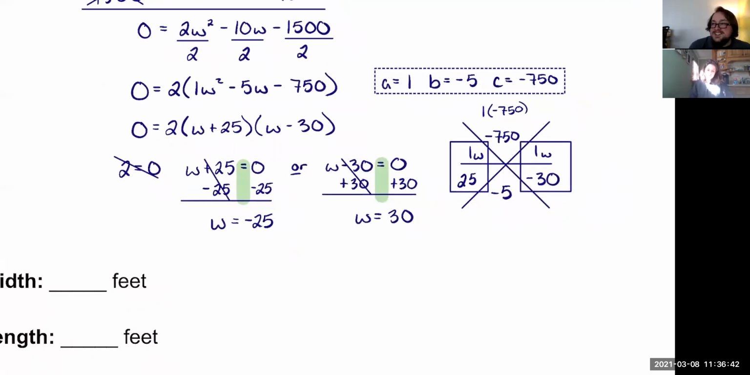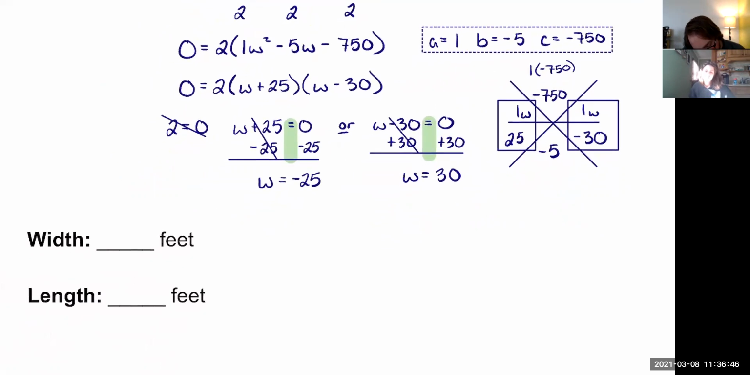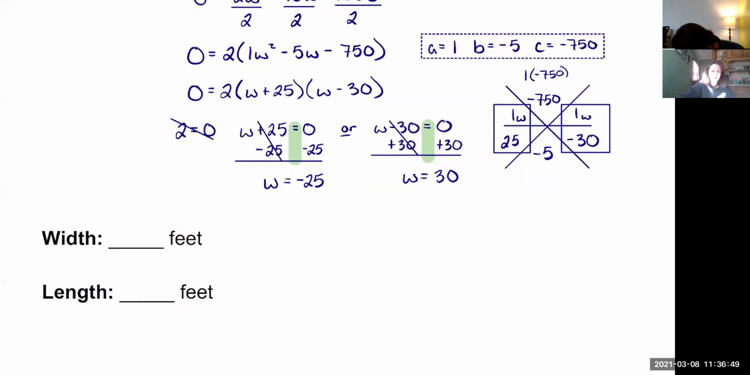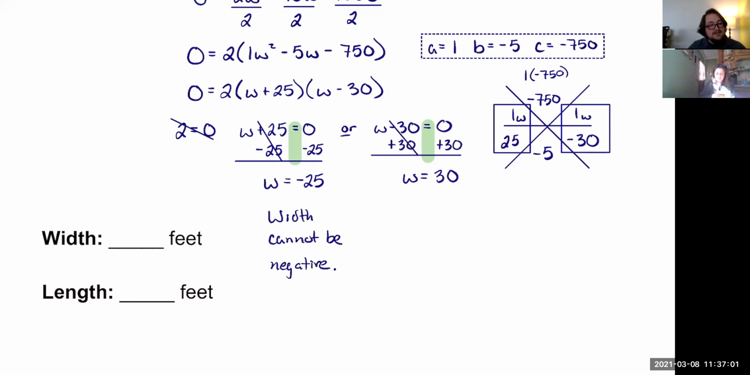But what does W represent? Our width. Which of them does not make sense? Negative 25. So our width cannot be negative. So although it works for the equation itself, it doesn't fit the context of the story. So in this case, my width must be 30 feet.